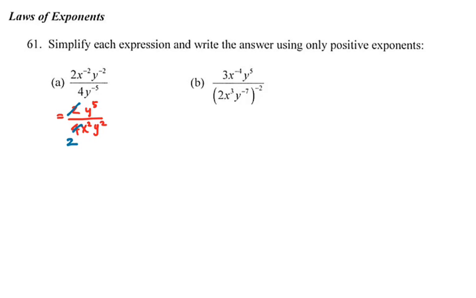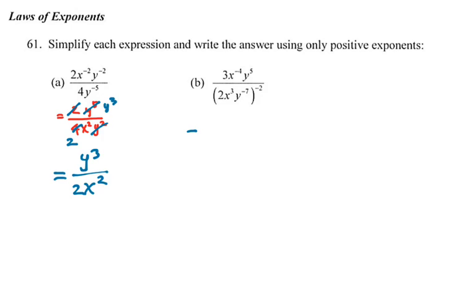Then 2 and 4 cancel out, becomes 2. Y squared and the y to the 5th cancel out to y to the 3rd power, but x squared stayed. Then we get y to the 3rd over 2x squared as our final answer. Alright, let's look at number B.